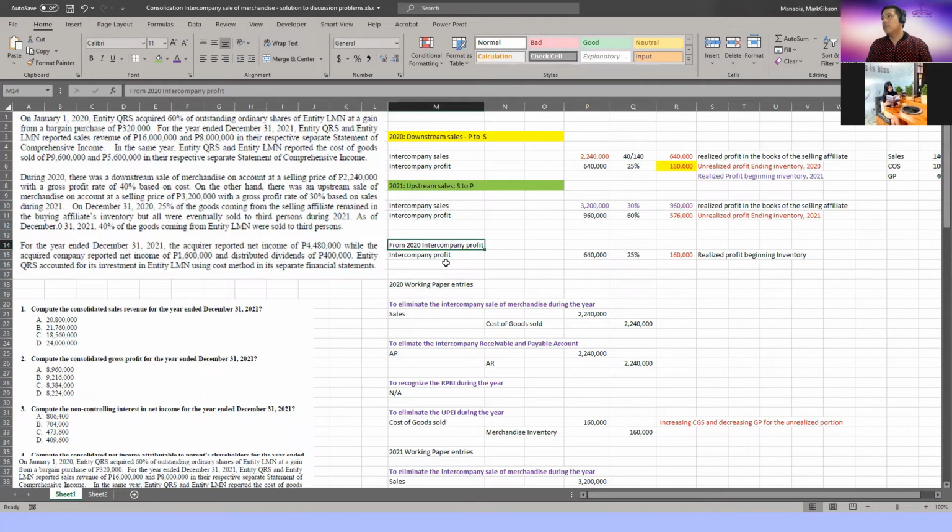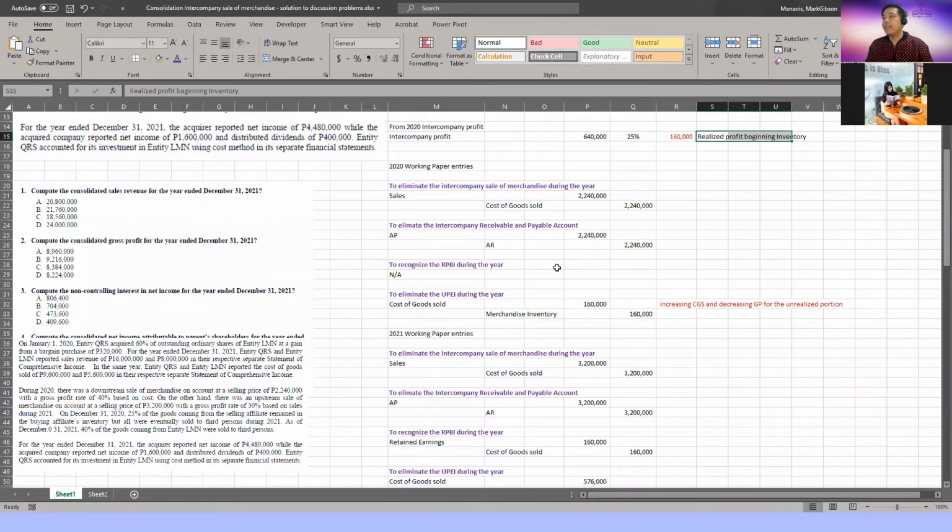So, ito na, from 2020 intercompany profit, ito na rin yung highlight ko dito kanina. So, realized profit, beginning inventory. So, that's 2020. Okay. So, what are the working paper entries? So, sabi natin, class, ha, the parent and the subsidiary, they prepare their own separate financial statements. Now, we are going to consolidate those financial statements para at least mas reliable, mas madaling maintindihan ng users. Kasi nga, technically, the parent owns, in this case, ilang percent ba? 60% of LMN. So, therefore, we have to eliminate all those entries related to the intercompany sales. So ano yung entry number 1 natin?